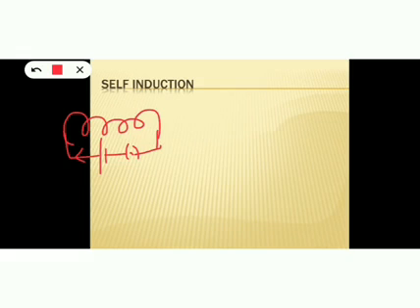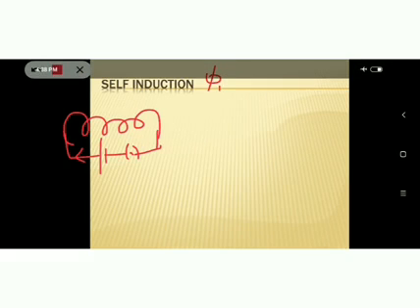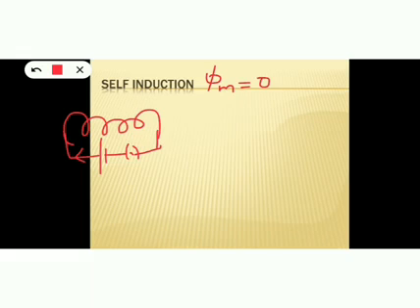Initially, when the circuit was switched off, no current was there, so no magnetic effect can be observed. Hence, initially the magnetic flux associated with the coil, and what is the symbol for magnetic flux? That is phi. So the magnetic flux associated with the coil was 0 initially in the absence of current. But as soon as the circuit is switched on, current starts to flow through the coil and the coil behaves like a magnet. So the magnetic flux will be associated with this coil.